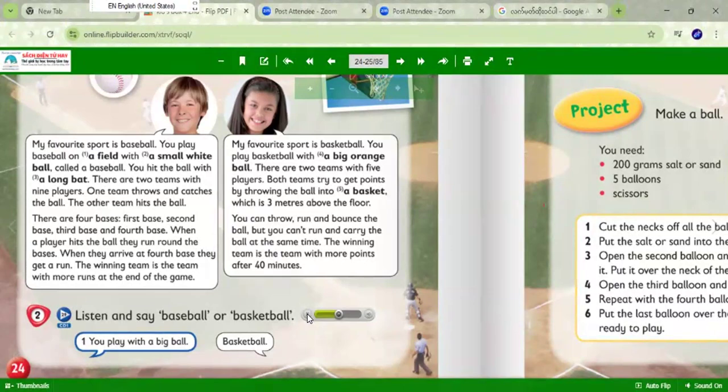5. You can throw and bounce the ball. Basketball or baseball? Basketball. Yes, basketball. 6. There are 9 players in a team. Basketball or baseball? Baseball. Good. Very good.